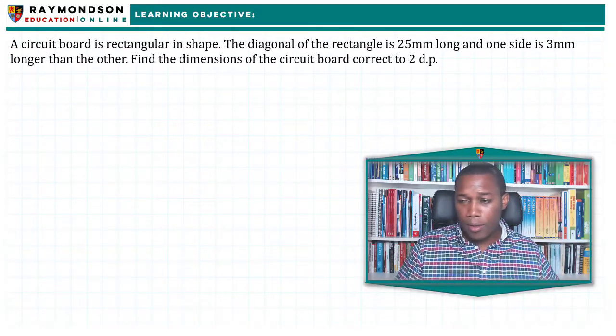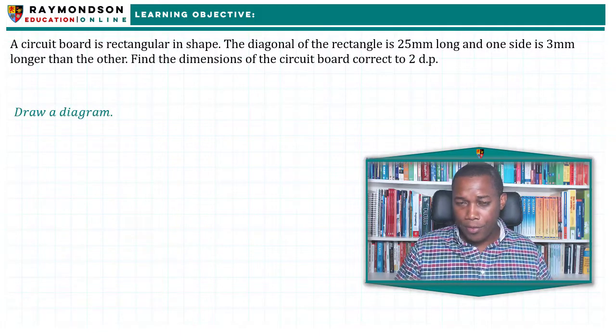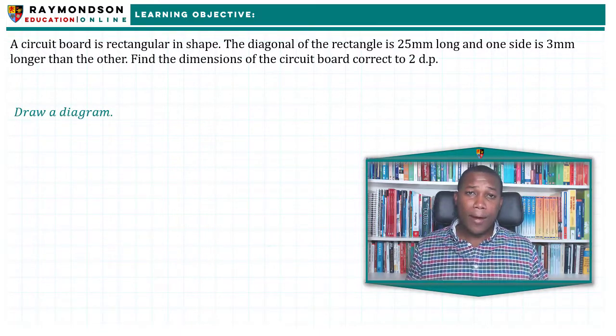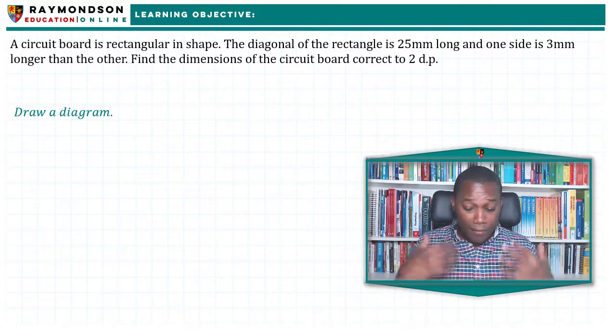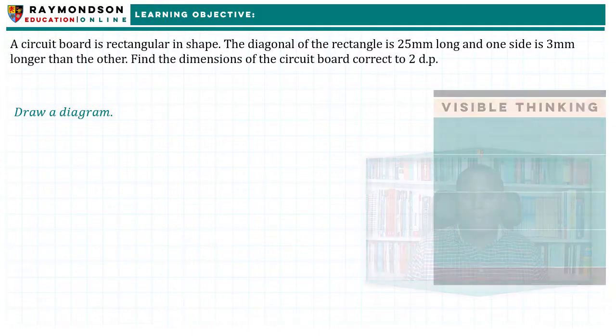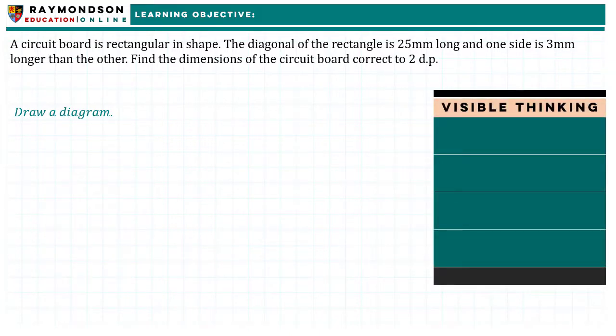Make the question smaller, and we'll start going through. Draw a diagram. That was the first thing you needed to do. Did you draw a diagram? Visualizing is a very powerful skill that you want to make sure you have for A levels. Now you'll see on the screen I've brought up a panel called Visual Thinking, and you'll see that throughout.